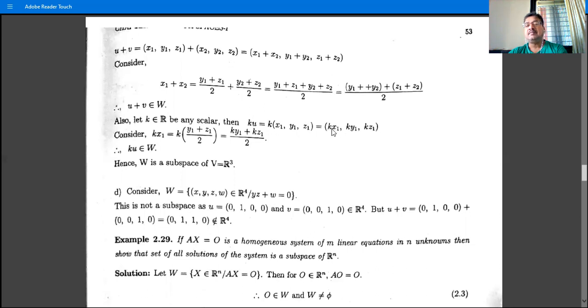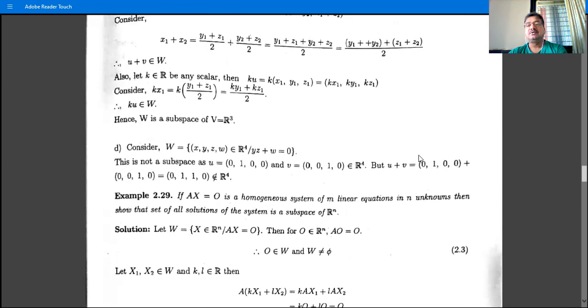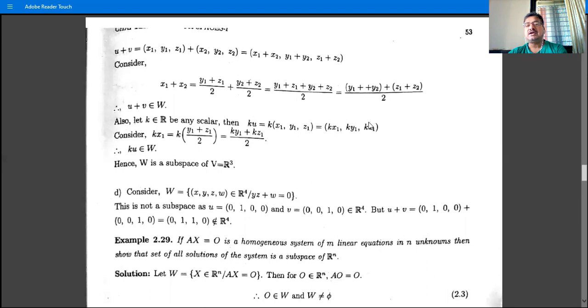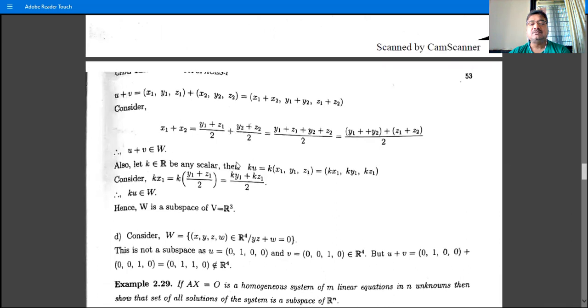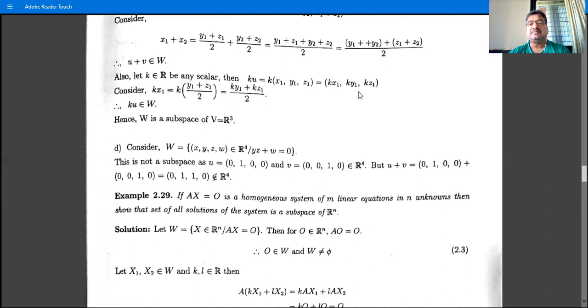This element is an element of W if it satisfies the property that x is equal to (y plus z) by 2. That is, if kx1 is equal to (ky1 plus kz1) divided by 2, then we say that this is an element of W. So consider kx1 is equal to k times x1. X1 is (y1 plus z1) by 2, that is (ky1 plus kz1) divided by 2. This element satisfies the condition that kx1 is equal to (ky1 plus kz1) by 2, and therefore ku belongs to W for all scalars k and for any u belonging to W, and therefore W is closed for scalar multiplication.